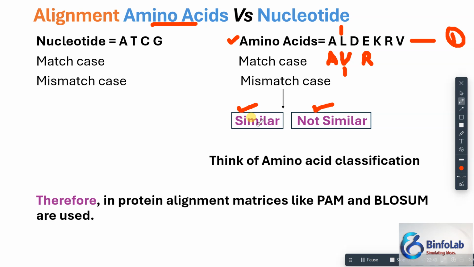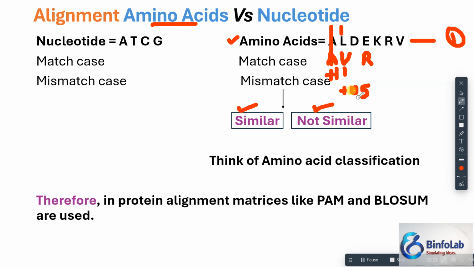So in case of proteins, the same substitution rate or the same scoring scheme is not applied. If this is A and A, let's say the program will give +1 score to this position. But if it is L and V, the program may give, let's say, plus 0.5, because it is not a match.